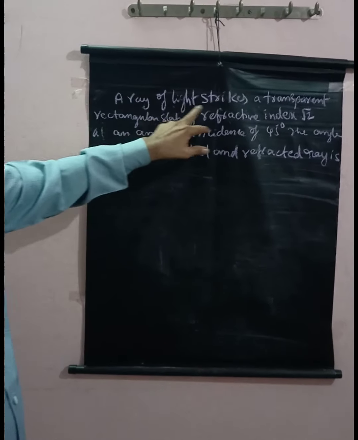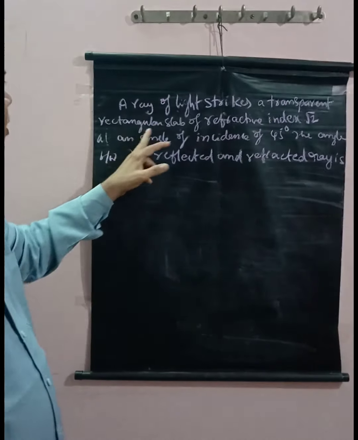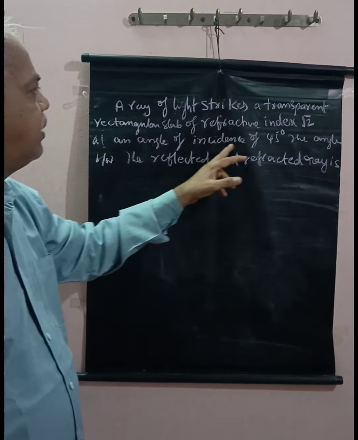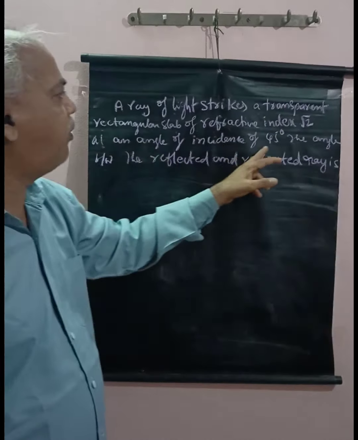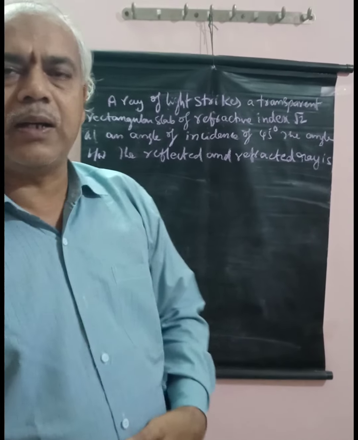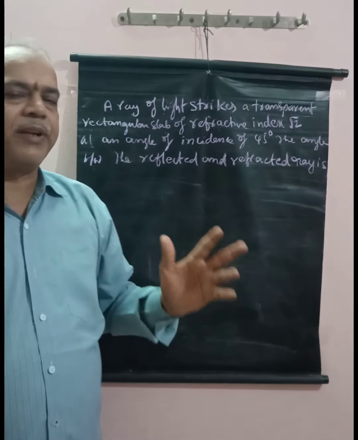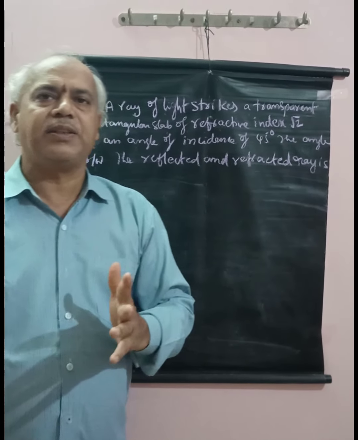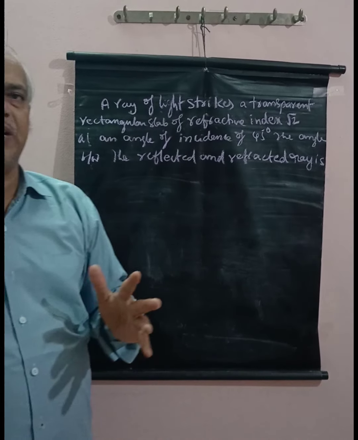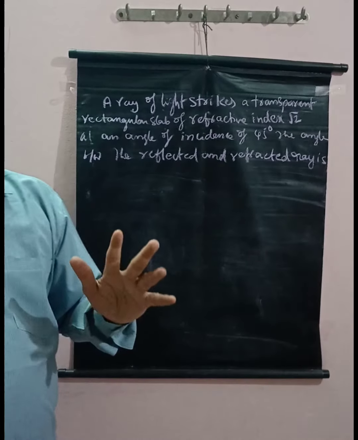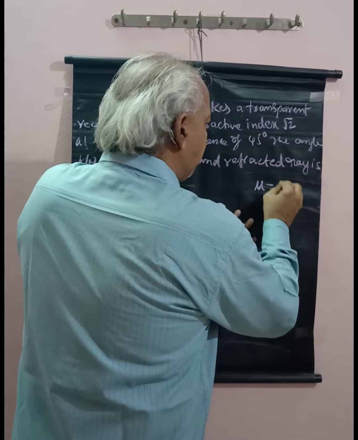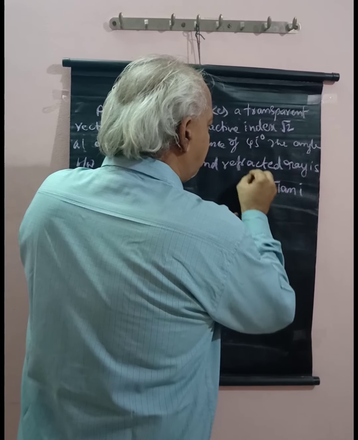A ray of light strikes a transparent rectangular slab of refractive index root 2 at an angle of incidence of 45 degrees. The angle between the reflected and refracted ray is? Here one important concept is that if some ray is reflected and some ray is refracted, then we can derive a relation between the refractive index and the angle of incidence, that is μ = tan I. It is a very important concept.